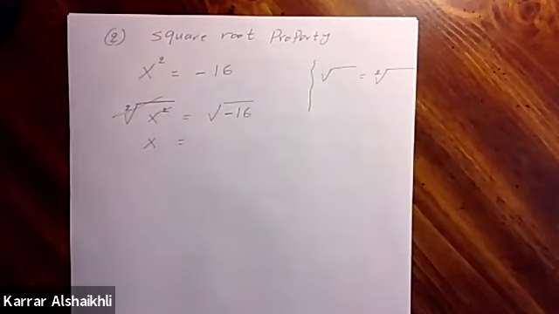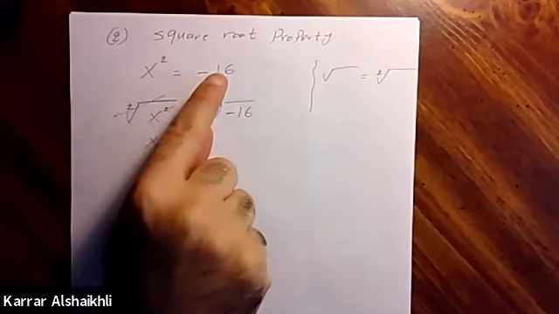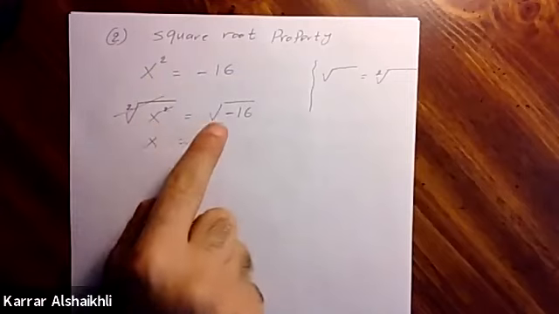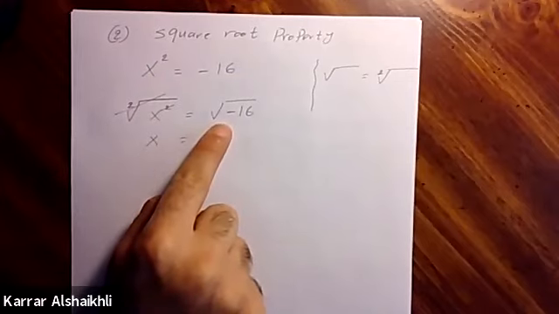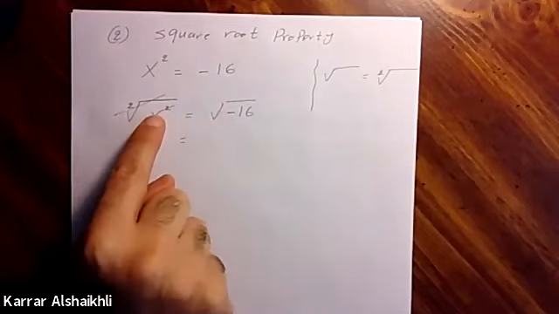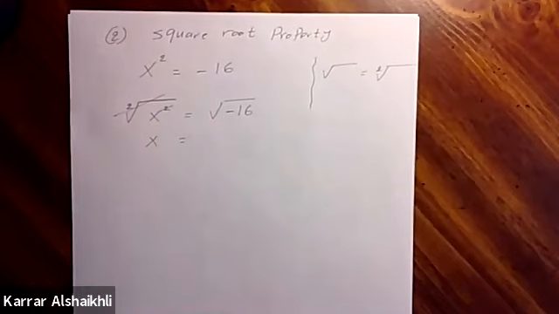So here are the steps. Let's do the steps from the beginning. Square root property means go ahead and take the square root for both sides. Square root for x squared, square root for -16. Cancel the 2 with the root, the leftover is just the x. And that's what I need to find, the value of x.